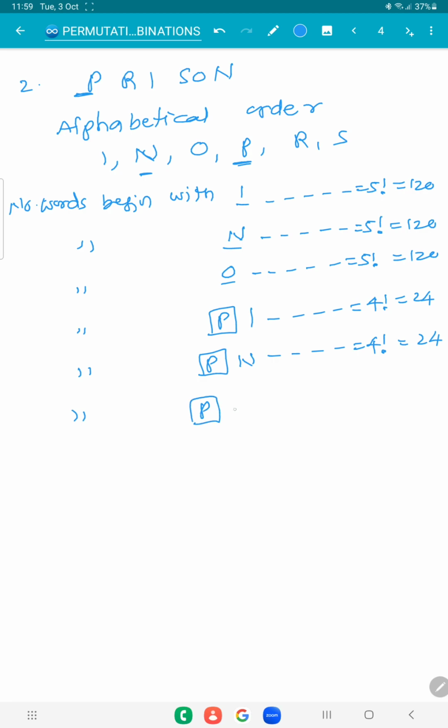P is locked. O. 1, 2, 3, 4. That is equal to 4 factorial. That is equal to 24. After PO is done, R is there. Number of words that begin with P.